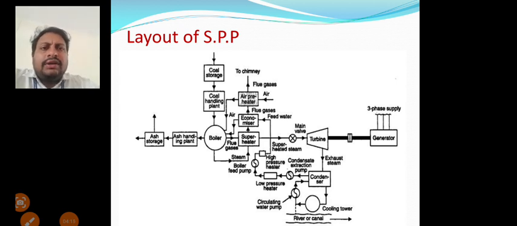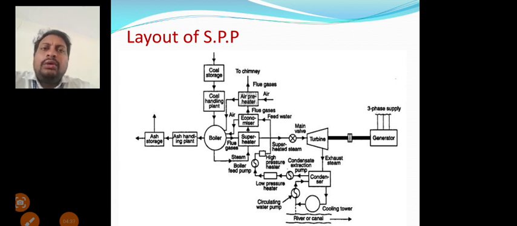In belt conveyors, different types of conveyors are there, different for different purposes. For different sizes of power plant, we are using vertical-type elevators, hoists, and coal transfer systems. So there are various steps involved in the coal handling system.